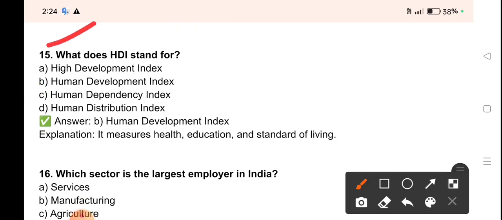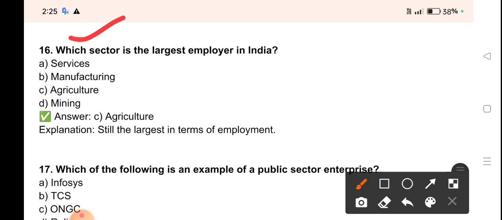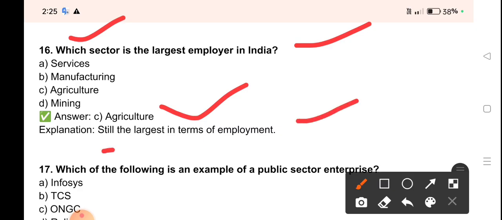What does HDI stand for? Human Development Index. It measures health, education and standard of living. Which sector is the largest employer in India? Agriculture is the largest employer in India. Still the largest in terms of employment.